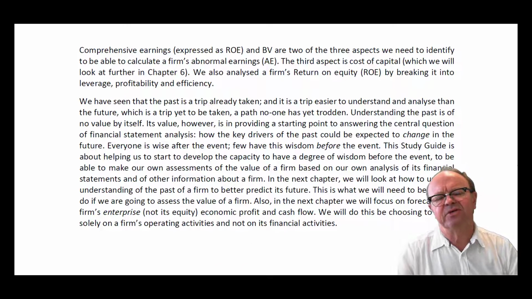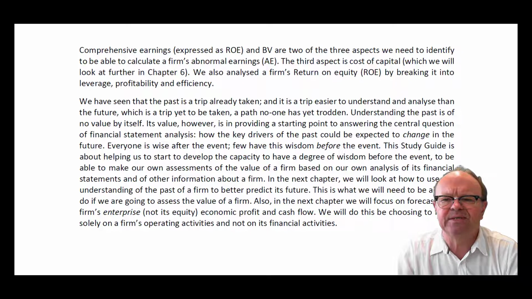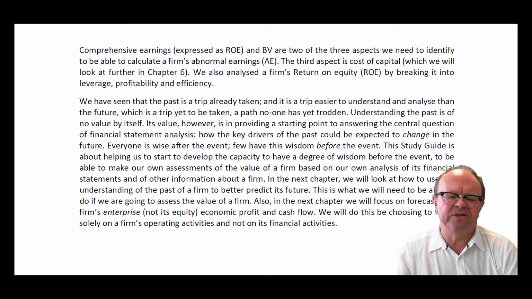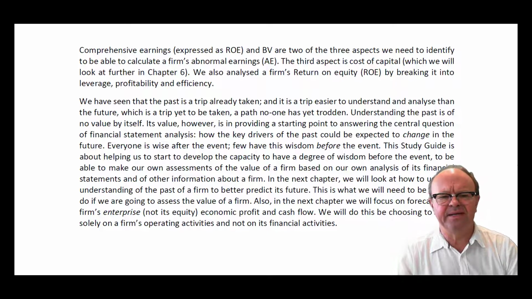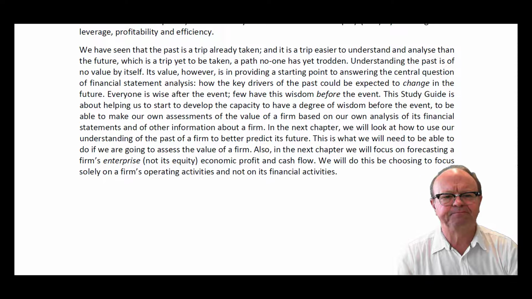Comprehensive earnings, expressed as return on equity, and book value are two of the three aspects we need to identify to be able to calculate a firm's abnormal earnings. The third aspect is cost of capital, which we will look at further in Chapter 6. We also analysed a firm's return on equity, ROE, by breaking it into leverage, profitability, and efficiency.